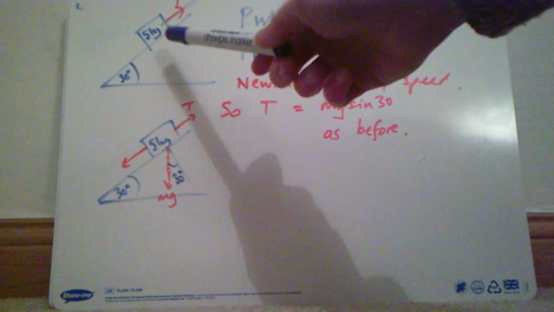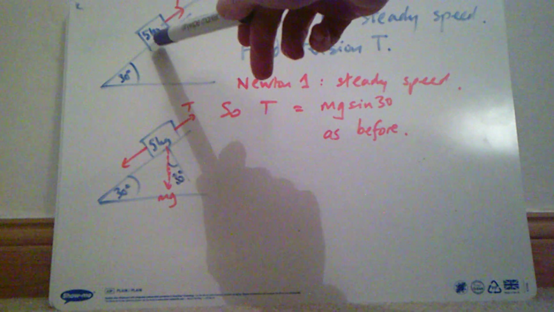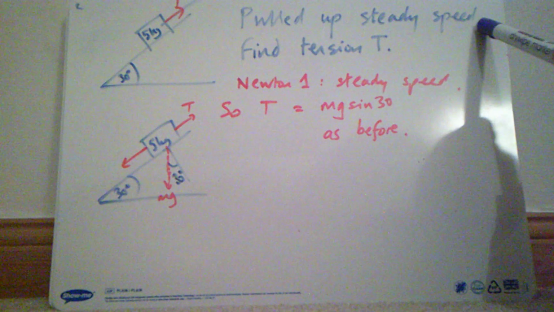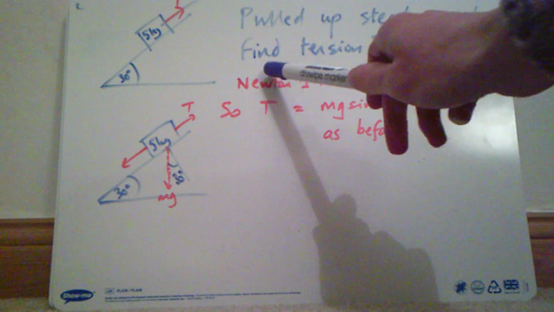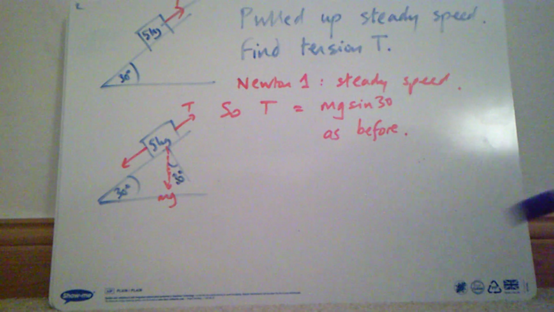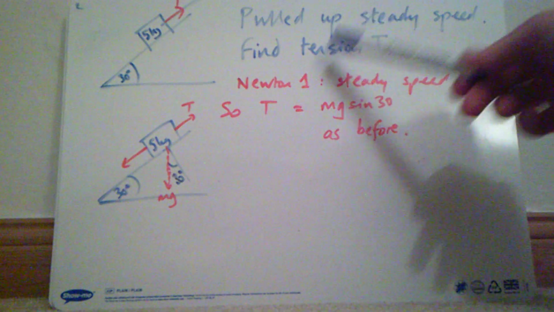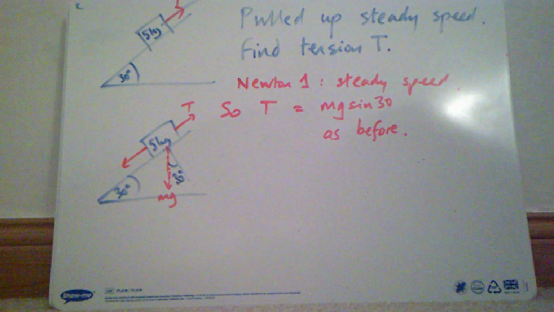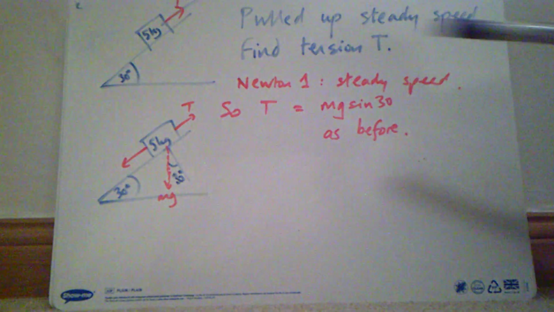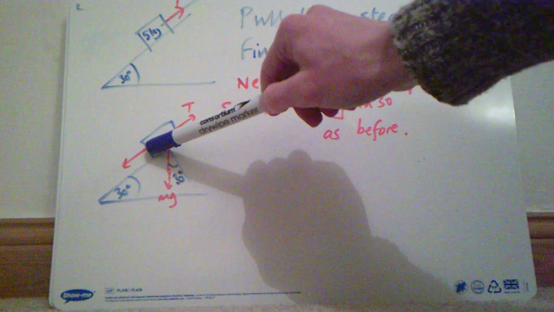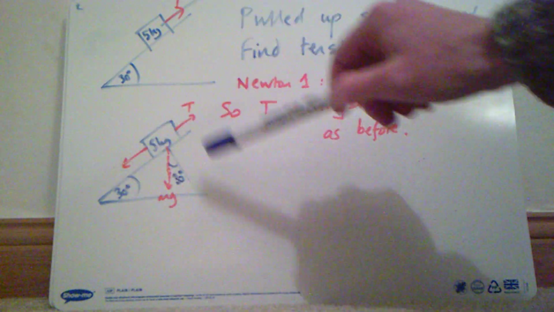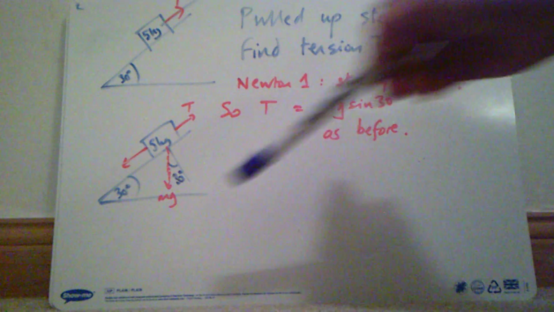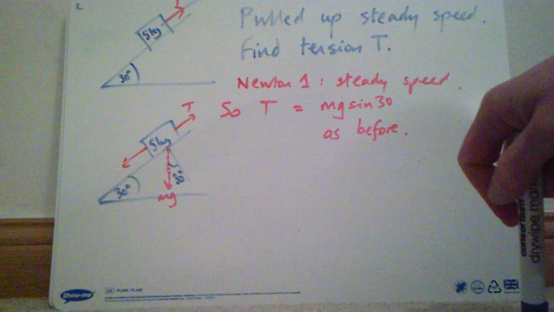So here's a similar situation. We've got a 5 kilogram mass on the slope. It's being pulled up the slope at a steady speed by a rope, and we want to find the tension T in the rope. Well, again, it's a situation with Newton's first law, because we're going at a steady speed. So again, if we find the proportion of the force acting down the slope, we know that T is going to be the same size, because it's a Newton 1 situation, because the thing is being pulled up at a steady speed. Now, I've talked about this before.